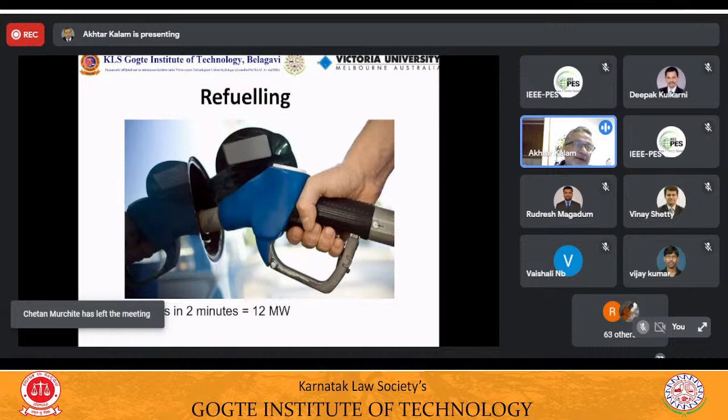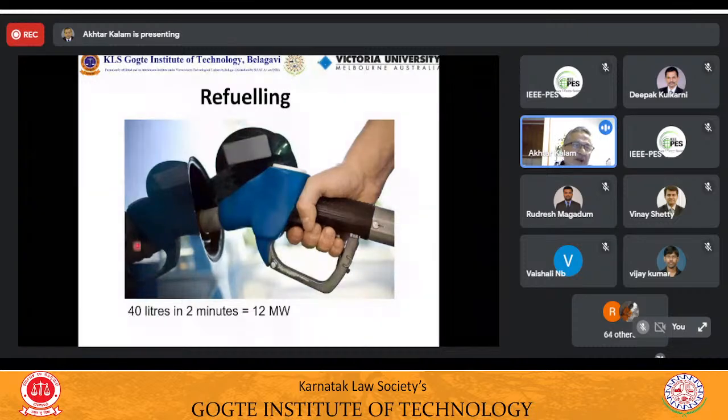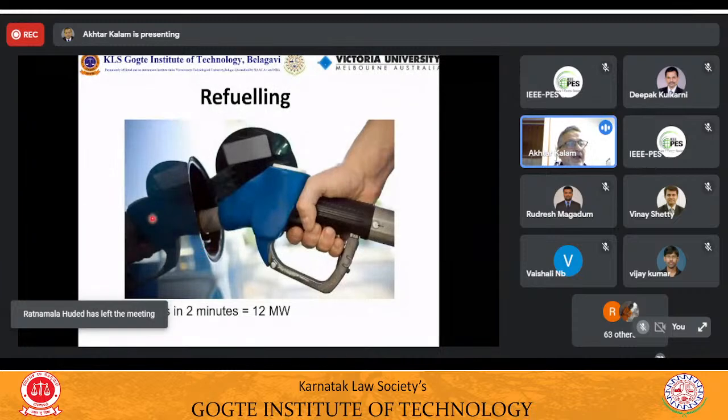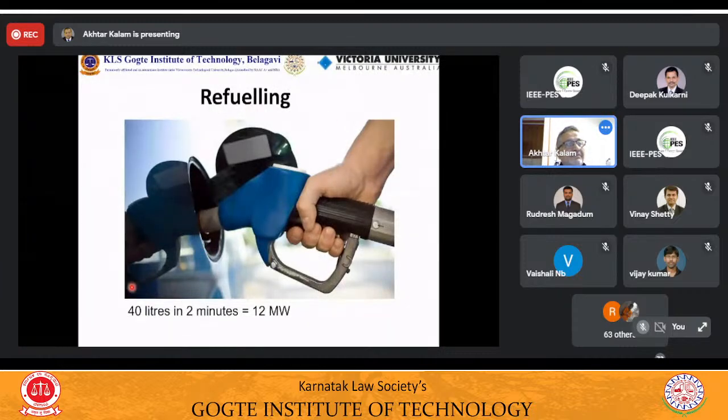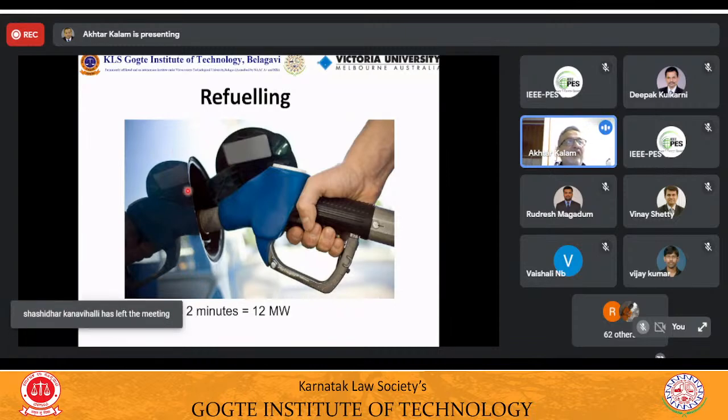Then comes the next thing. We are used to this, isn't it? In our conventional car, by conventional I mean the IC engine type, we normally fill the car. We would put in 40 liters in 2 minutes, and that's about 12 megawatts put in 2 minutes. And this is the real challenge. Can I charge my car in such a way that it takes the place of 40 liters of petrol? And that has to be done in 2 minutes. The customer does not have the time to wait half a day to charge an electric vehicle. So charging infrastructure is a huge challenge, and I'm so glad to see that KGIT is working on that.